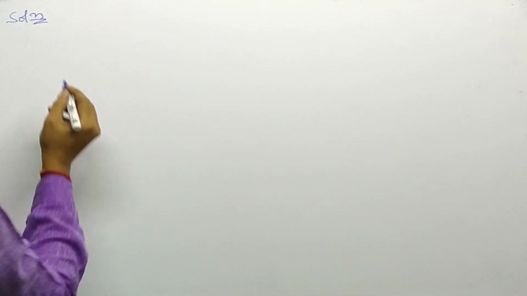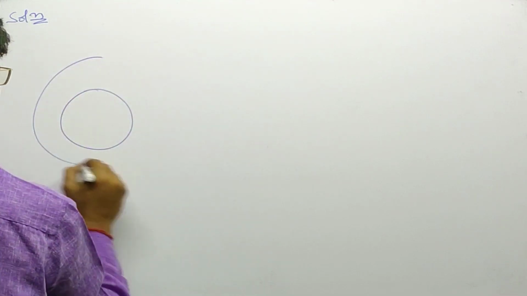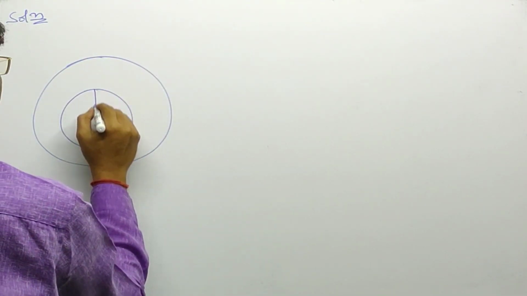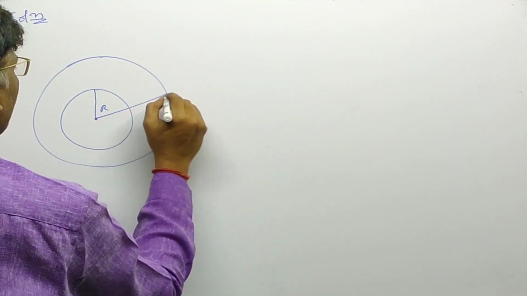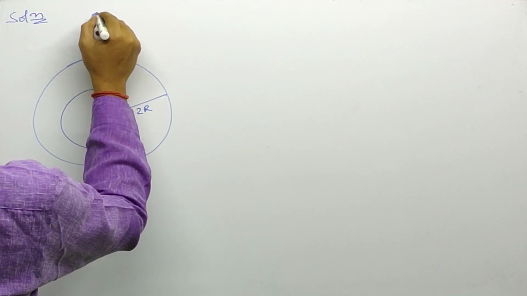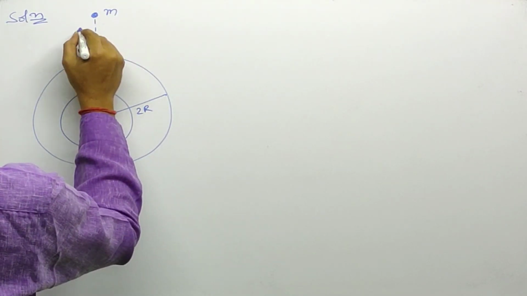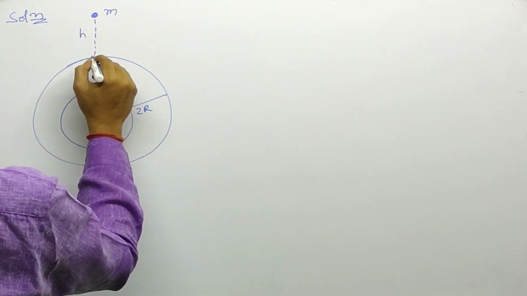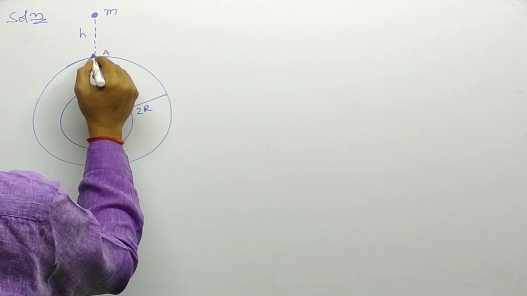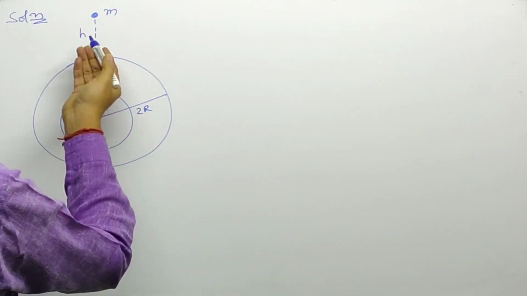Solution. As per the question, a spherical shell is given with radius r, and the outer one has radius 2r. From a certain height, a small body of mass m is dropped, say small h. Here it is A and this is point B. At A, a small hole is there. So, to reach the point A, how much time will it take?